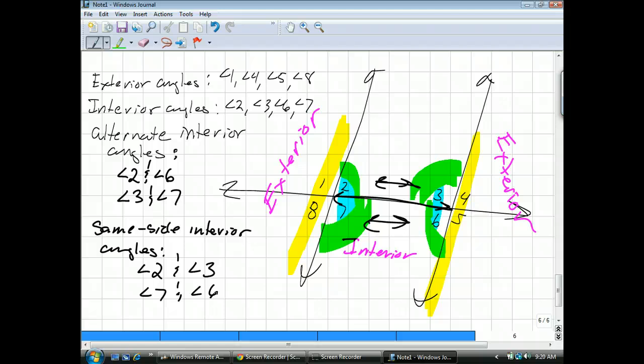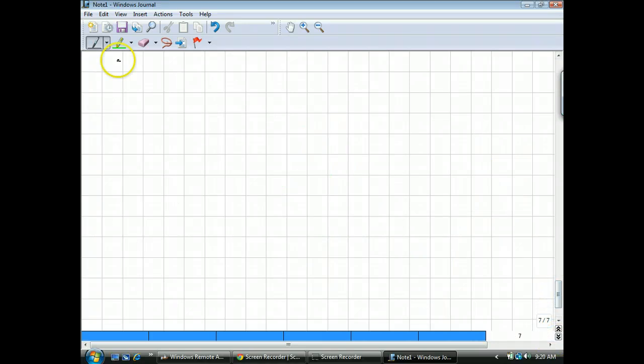Now the way that we abbreviate these is this: we would just say exterior angles. This one would just be interior angles. This we would say alternate interior angles, and this one would be same side interior angles, is the way that we would abbreviate that. So let's look at an example.